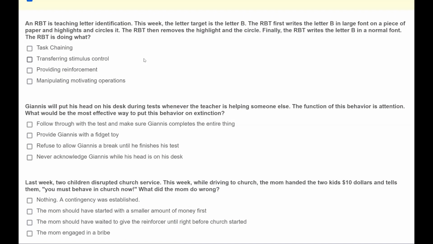And the manipulating, motivating operations. We're not talking about satiation. We're not talking about deprivation. We're not talking about wanting, not wanting. We're simply talking about removing prompts.